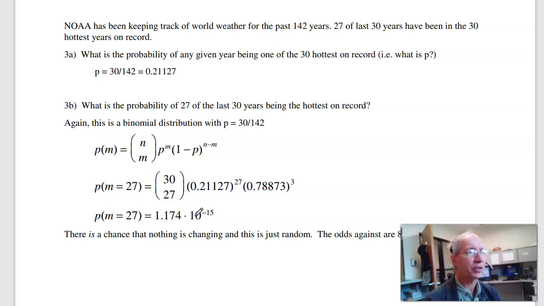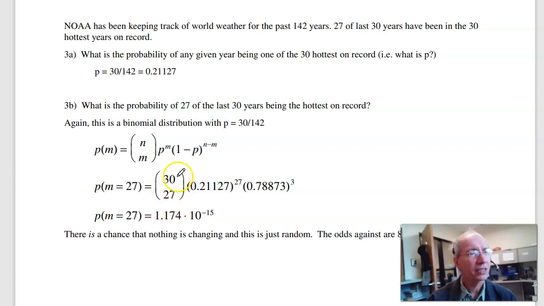Well, this is a binomial distribution. I've got a coin toss. The probability of any given year being in the top 30 is 21%. If I flip the coin 30 times, I get 27 heads. What's the chance that that's just random chance?